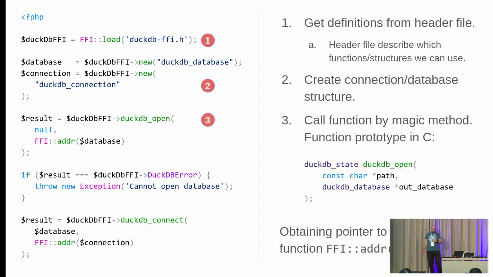And the second is a pointer to the database. We can obtain that pointer by using the static method addr on the FFI class. After that, I will check the result code to see if everything is all right. If it isn't, I will throw an exception. Pretty much the same goes for the connect method.